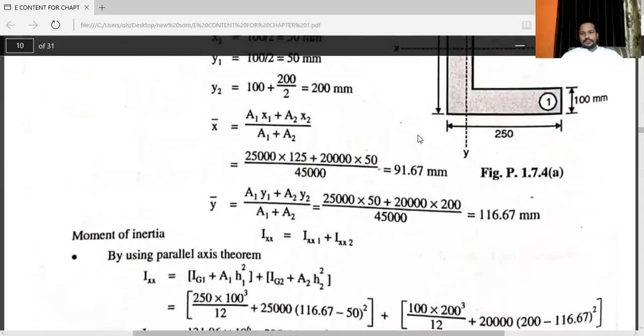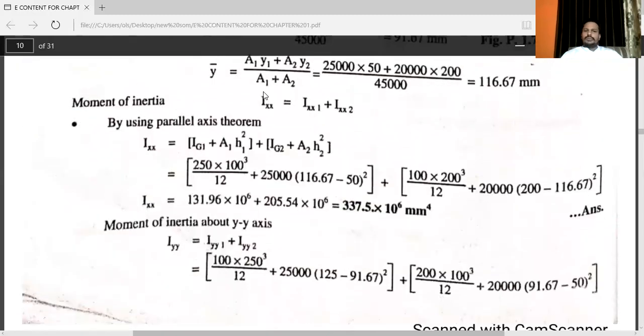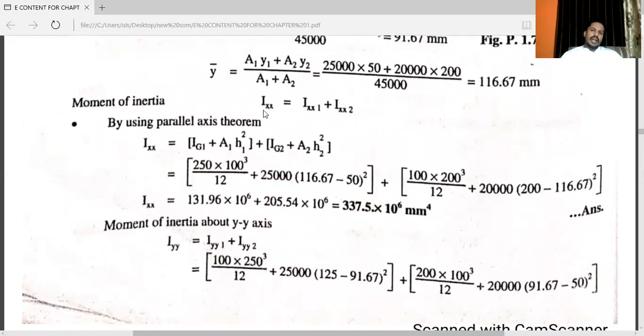See, to calculate the moment of inertia of an entire lamina, Ixx is equal to Ixx1 plus Ixx2, because we have divided the entire diagram into two parts, the first rectangle and the second rectangle. So here the moment of inertia will be for the first rectangle and the moment of inertia for the second rectangle.